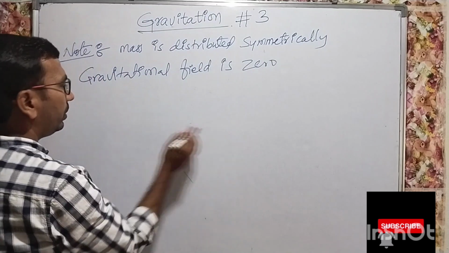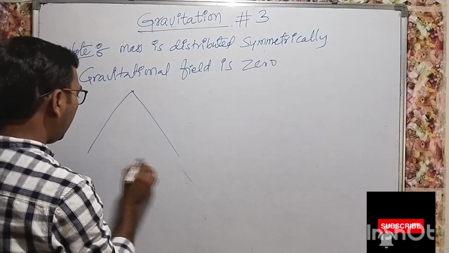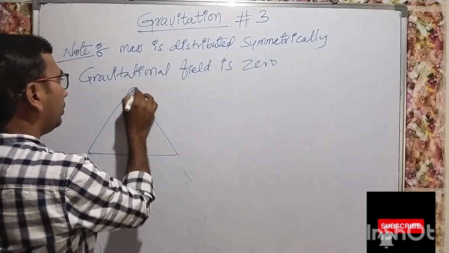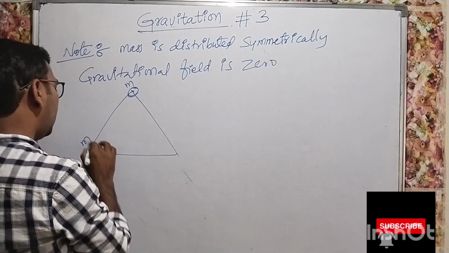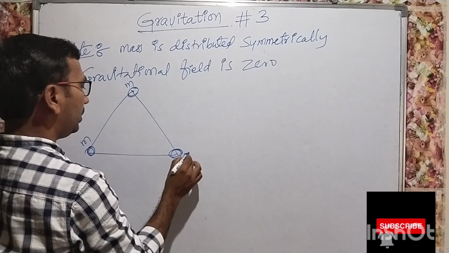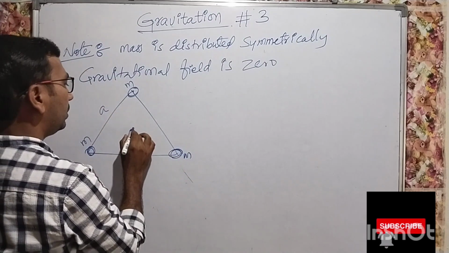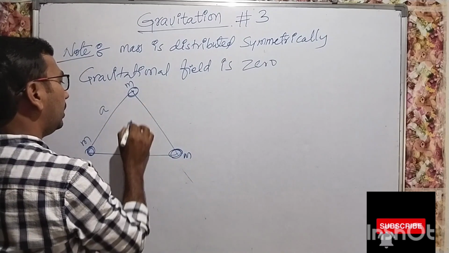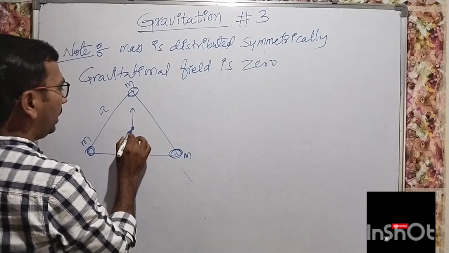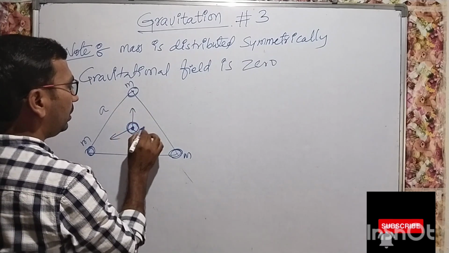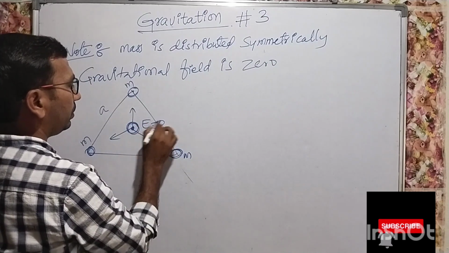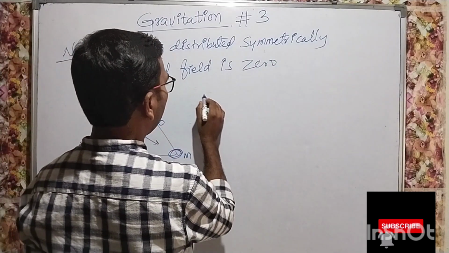Suppose, now we will discuss an equilateral triangle with identical masses placed at the vertices, of side a. So what is the field at the center? Here the gravitational field acts in this direction, here like that, here like this. The field at the center E is equal to 0.